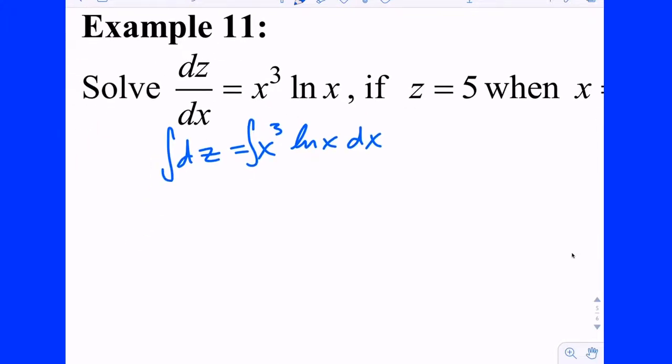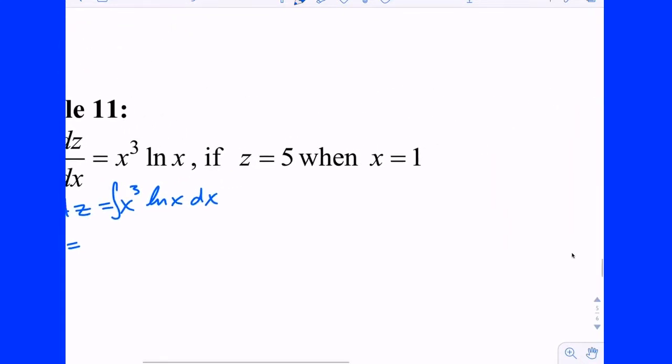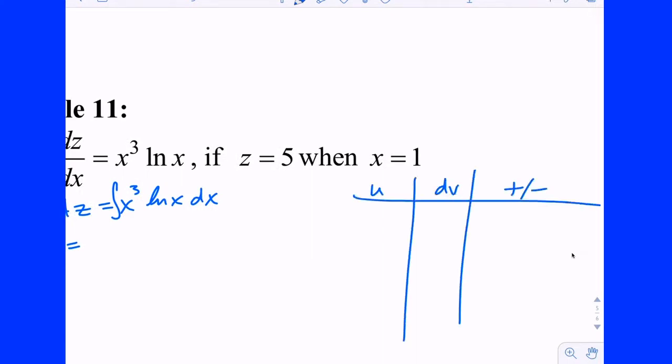And what's the antiderivative of the left side? Z. Good. We don't need a plus c. Now the antiderivative on the right, I don't see anything. Integration by parts maybe, huh? u dv plus minus. We'll do the tabular method. What are you going to call u? x cubed? Schroeder, any idea?